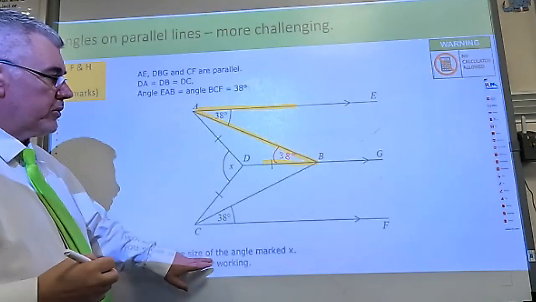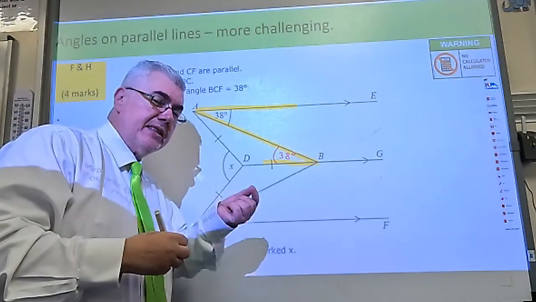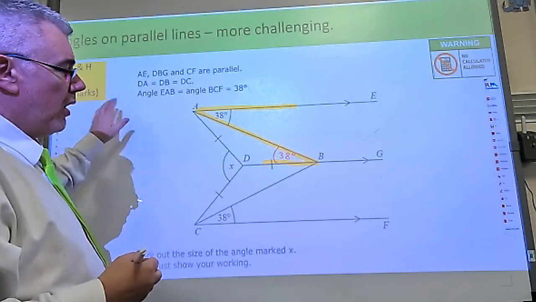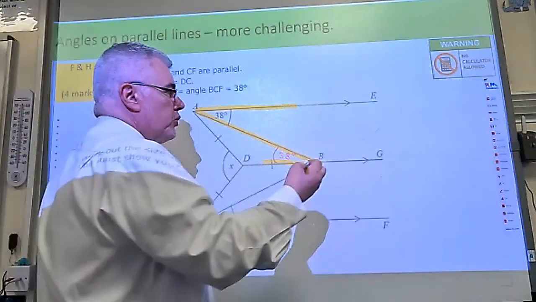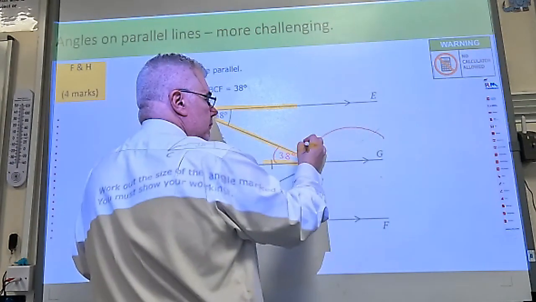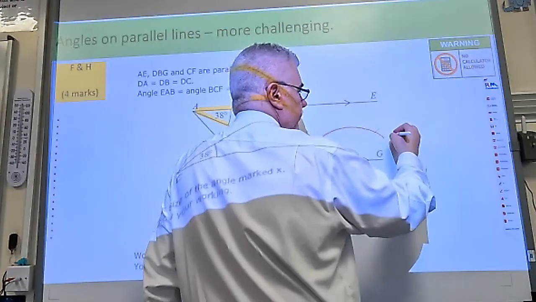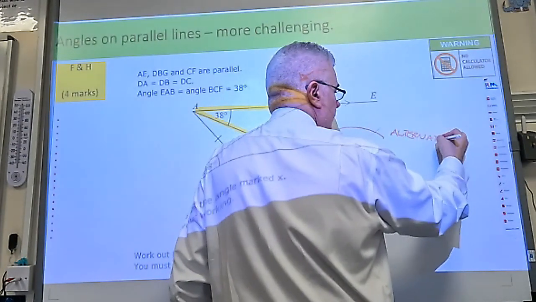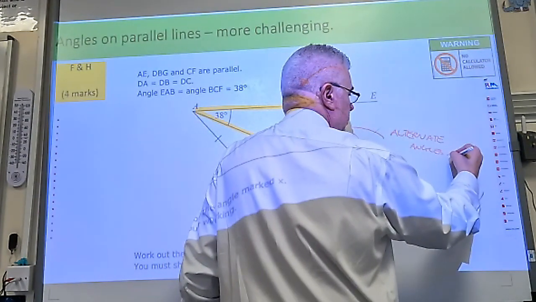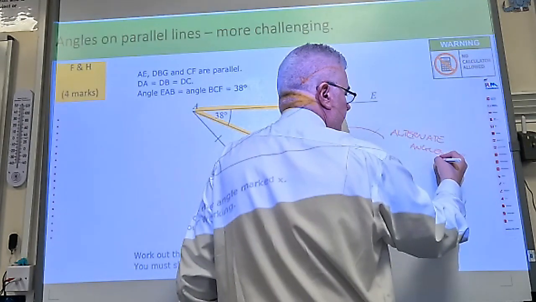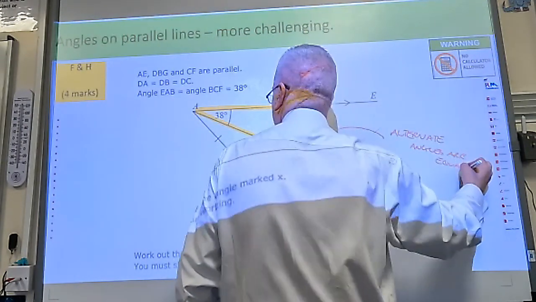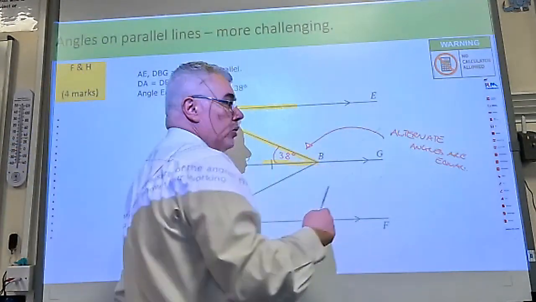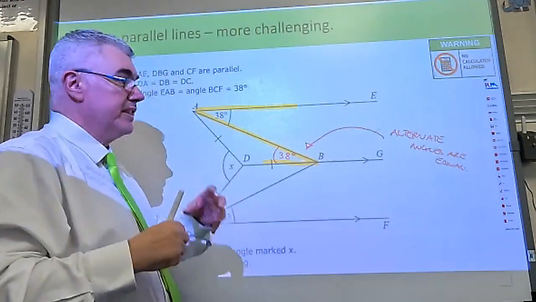It says you must show your working. I'm going to give a reason. These questions often say give a reason. This one doesn't. It's worth 4 marks. But I'm going to give one anyway. I'm going to say alternate angles are equal. Alternate angles are equal. The word equal is important. Don't just call it an alternate angle. You need to say it's equal.